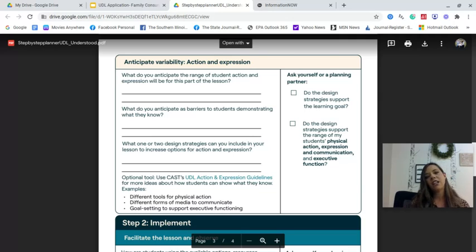So now the last section there is action and expression. So what do you anticipate in the range of actions and expressions for this part of the lesson to be? So once again, does that design support those learning goals? And then does it support the range of variabilities that I have in my students? What are those strategies I'm looking to implement? And then what are some ways that they can demonstrate?